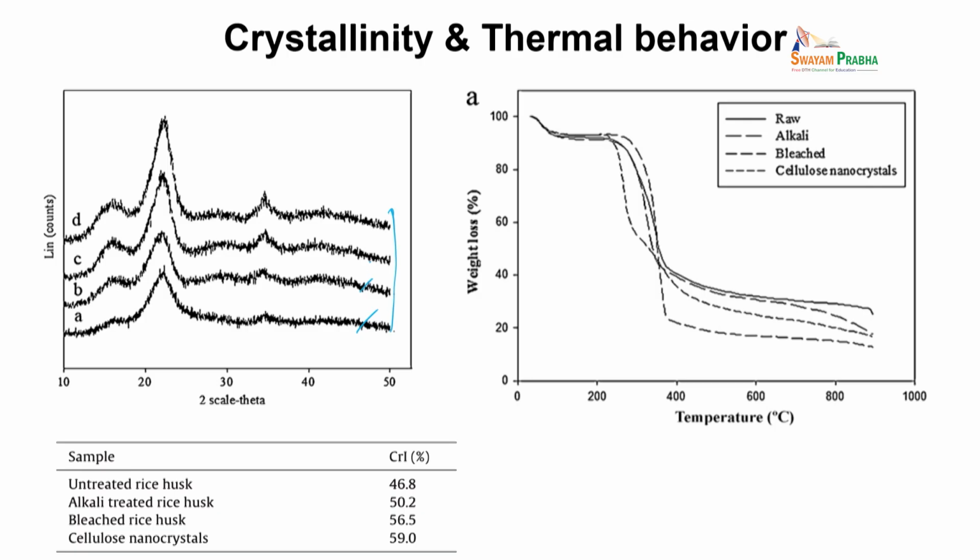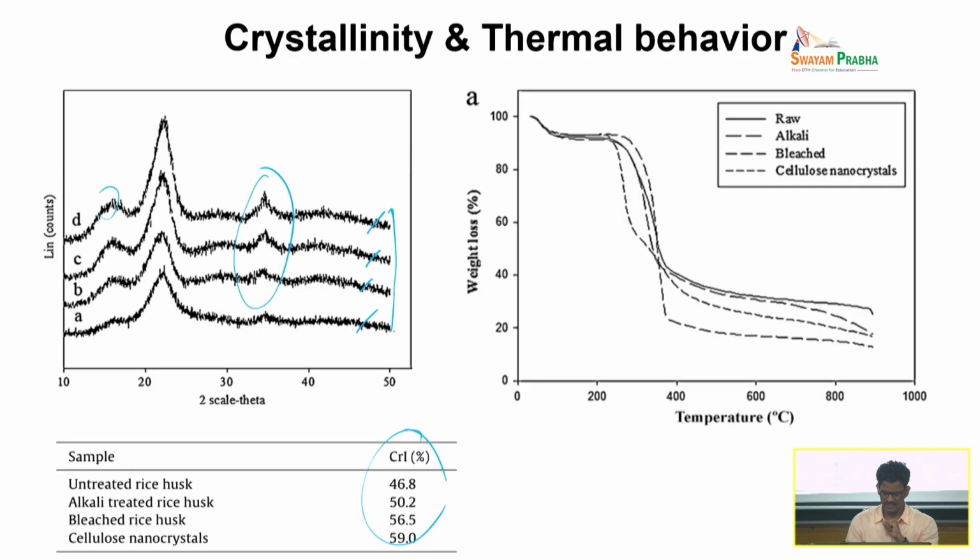You can also do XRD to study the crystalline behavior of the material. Here, when you go from bottom to top, you are going from untreated to alkali treated to bleached to the final cellulose nanocrystal. You can see the appearance of the second peak and more pronounced peaks, illustrating that the more pure cellulose you have, the more crystallinity you have. The numbers are also calculated based on the process. So you go from 46.8 to 59% crystallinity when you go from a raw rice husk to cellulosic materials.